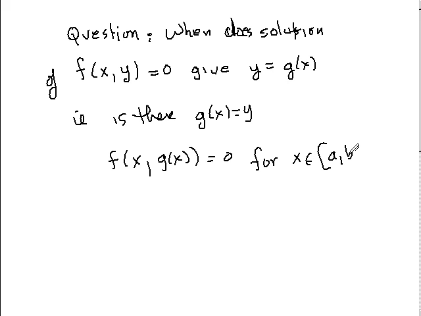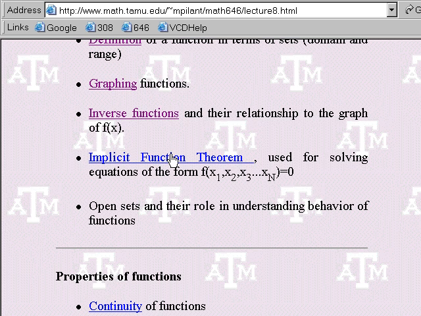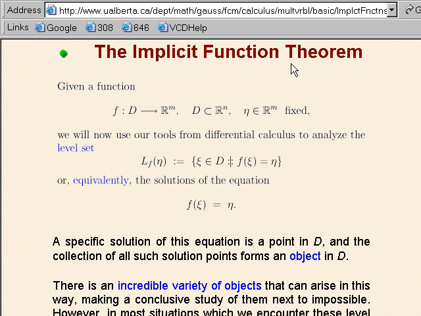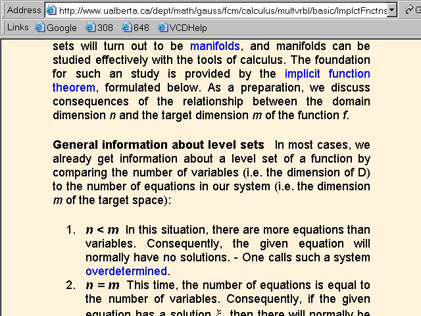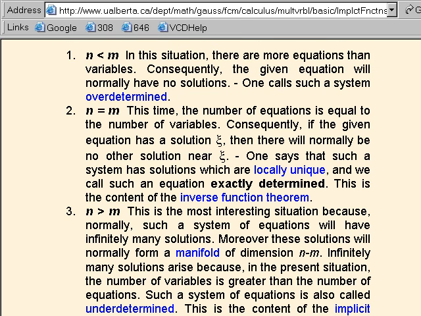Okay. Now, this can't always be solved, right? You can't always solve an equation implicitly for one variable in terms of the other. There are some actual conditions that have to be met. And this theorem can be found here. I found a link to it that wasn't too technical. Now this has to do with the implicit function theorem.